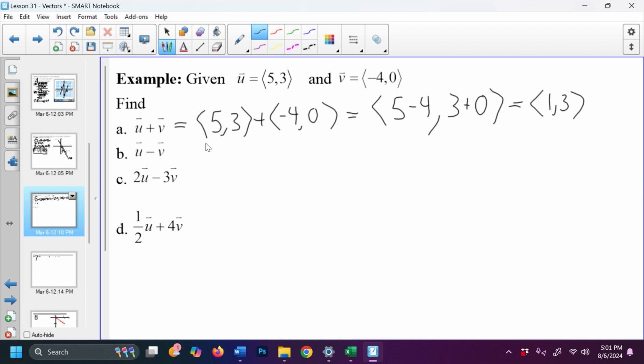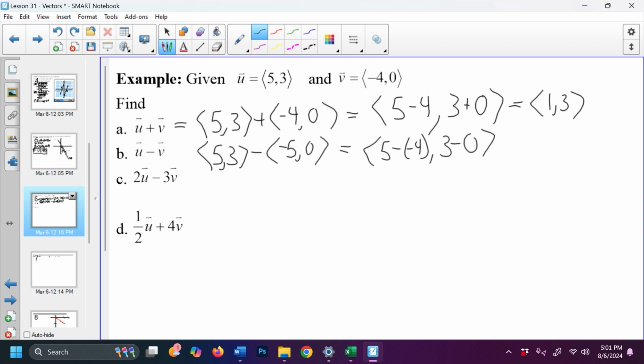And then if I subtract, I do a similar operation, except I have a subtraction here. And so in this one, I will have 5 minus -4, and then I will have 3 minus 0. Now 5 minus -4 is like a plus, so 5 plus 4 will give me 9, and then I still have 3 there.